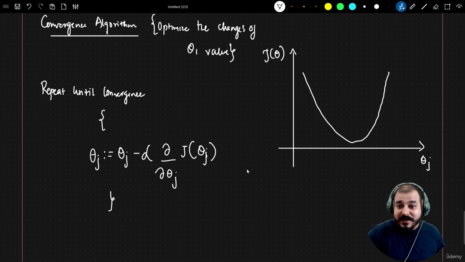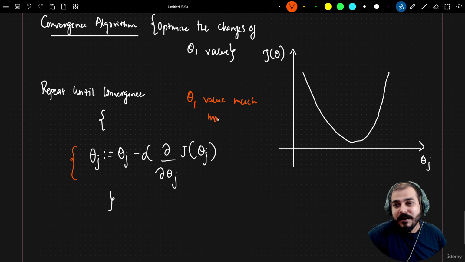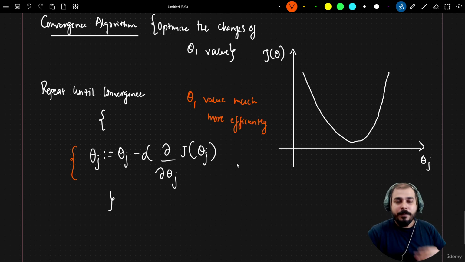This equation is definitely going to work. That basically means this equation helps us change our theta value, specifically in our problem statement the theta 1 value, much more efficiently. How? Let's consider my theta j value is somewhere at this specific point. So J of theta will be coming somewhere here. Let's consider that this is the point that I'm going to get.